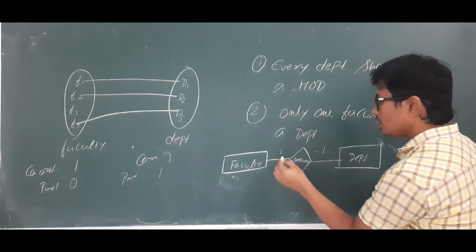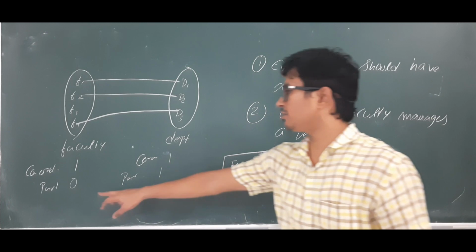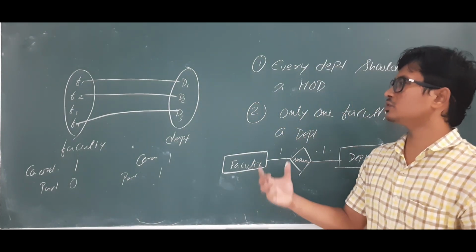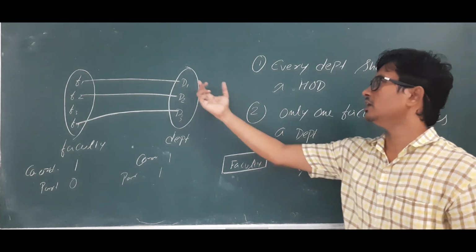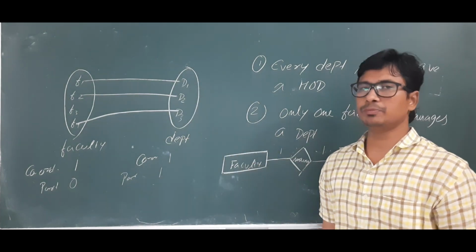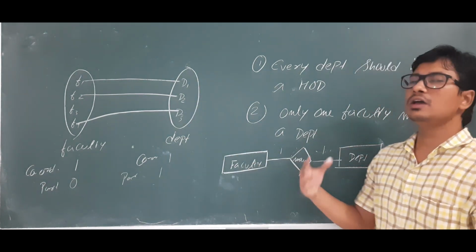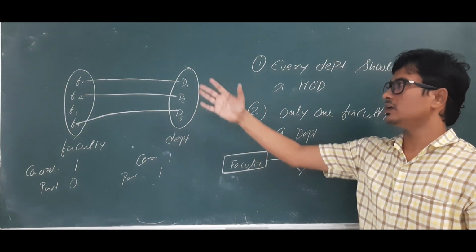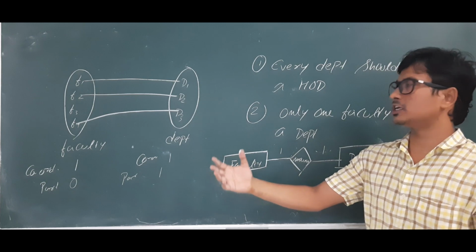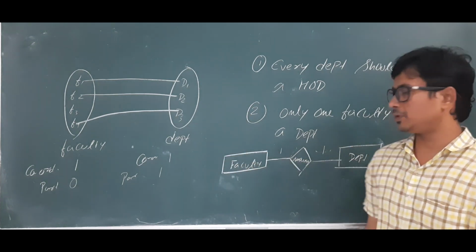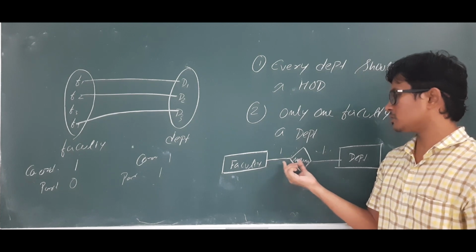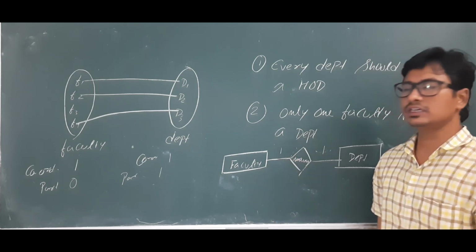Now what is the participation value of the faculty? It is 0. So there is some faculty who does not have a relationship with any of the entities in the department. So I can say that it is a partial participation, meaning that not all the entities in the faculty entity set are participating in the relationship with the department. So partial participation you will represent using a single line.